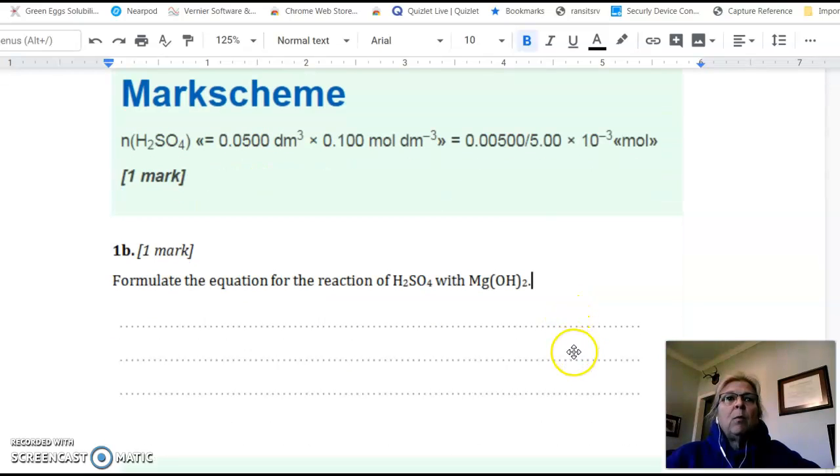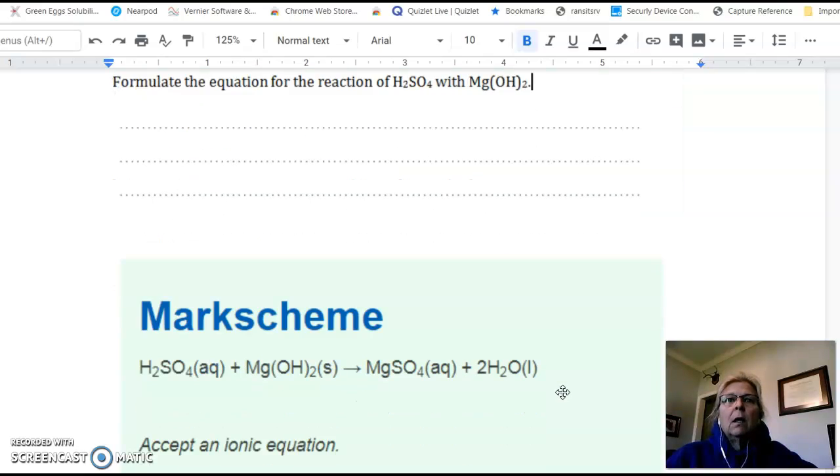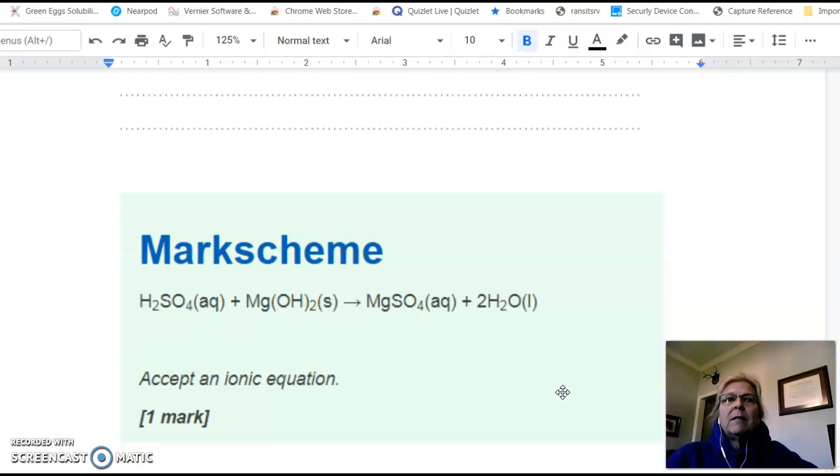All right, the next one we're going on to is formulating the equation for H2SO4 with Mg(OH)2. So you can go ahead and stop and use your words this time to describe what the reaction is going to be and what it will form. You may do this in the full molecular, saying what the two products are. No big surprise there. H2SO4 and Mg(OH)2 form magnesium sulfate and water.